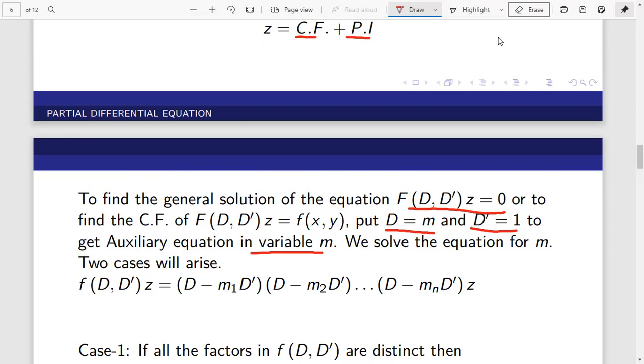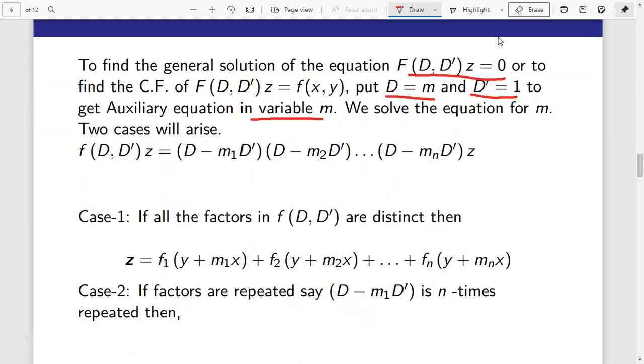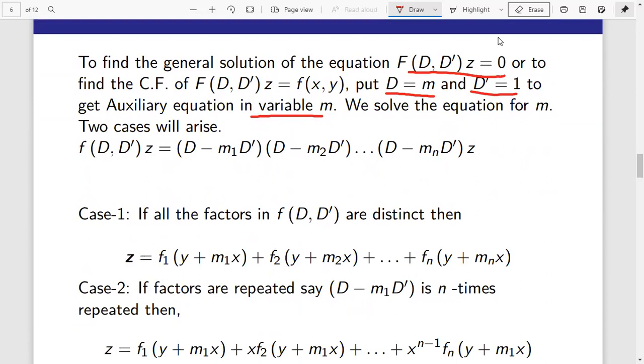Once we factor this, we will get n roots. Using the n roots, we can find the complementary function. If the roots are distinct, that is, in the nth order equation there are n roots, m1, m2 up to mn, then the complementary function is z equal to f1 of y plus m1 x, plus f2 of y plus m2 x, up to fn of y plus mn x.